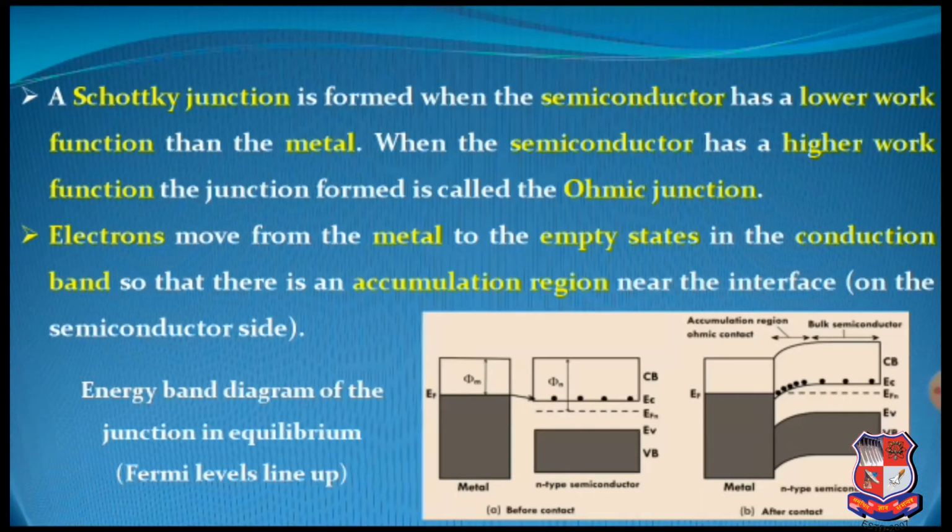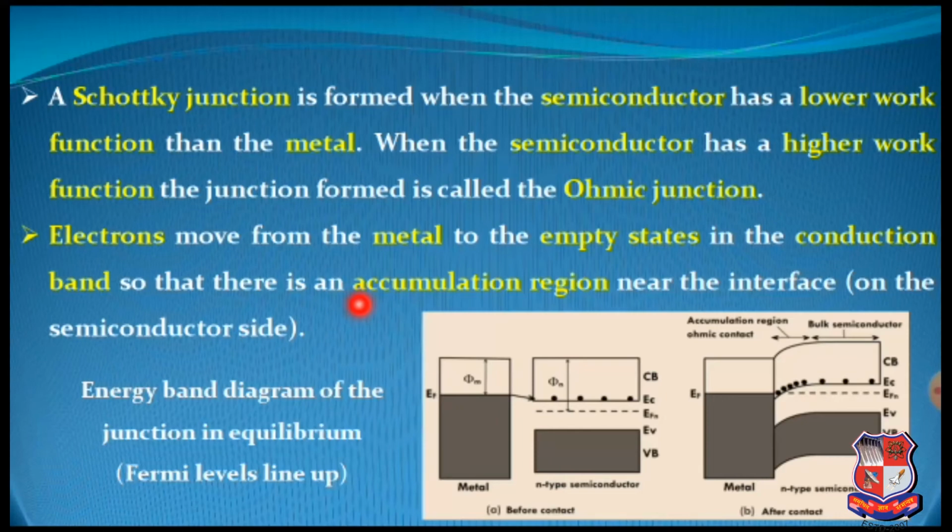A Schottky junction is formed when the semiconductor has a lower work function than the metal. But what about the reverse phenomenon? That means when the semiconductor has a higher work function, the junction formed is called the ohmic junction. Here you will see the bending of bands when the electrons move from the metal to the empty states in the conduction band of the semiconductor.